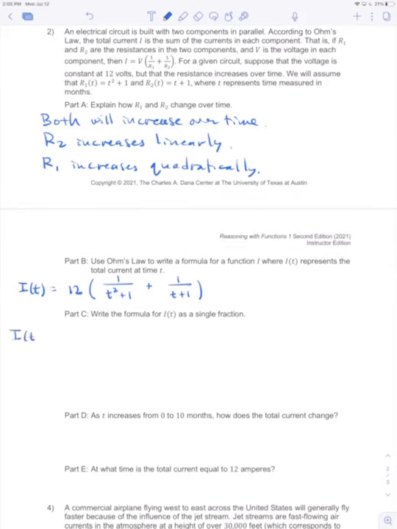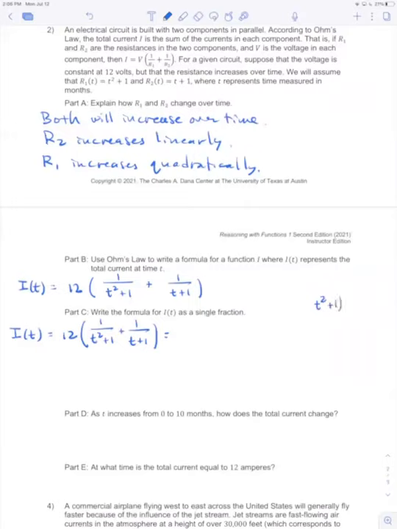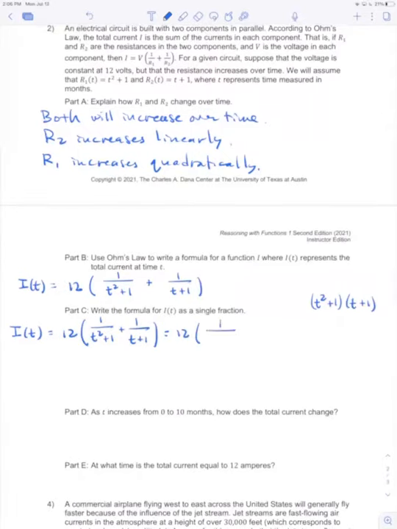Well, we have I of t, and I'm just copying down the same thing I just wrote, 12 times 1 over t squared plus 1 plus 1 over t plus 1. And inside the parentheses, we have two fractions, and we need a common denominator, and we can use t squared plus 1 times t plus 1 for the common denominator. So let's do that. We have 1. I'm just writing the first fraction here. And then to make this denominator the common denominator, looks like we'll need a t plus 1. So we'll need a t plus 1 in the numerator as well.